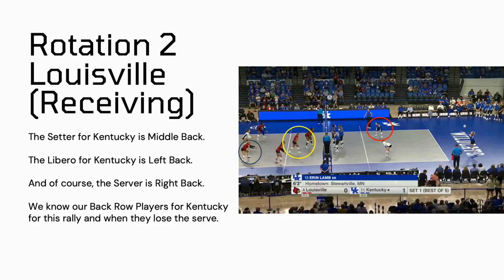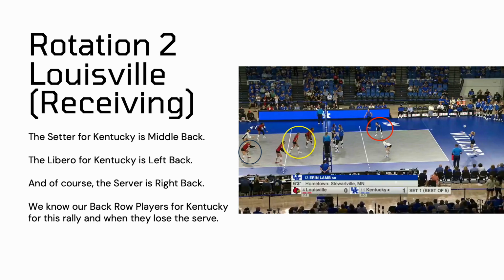Kentucky is serving in this particular rally, and they are also in rotation 2. Our setter for Kentucky is middle back in rotation 2. Our libero, who is in the game for Kentucky, is our left back. And of course, our server has to be our right back. And they fit in the pattern that teams often do when they're serving.